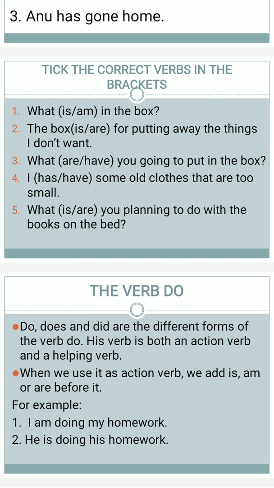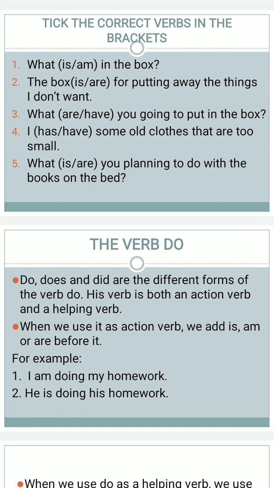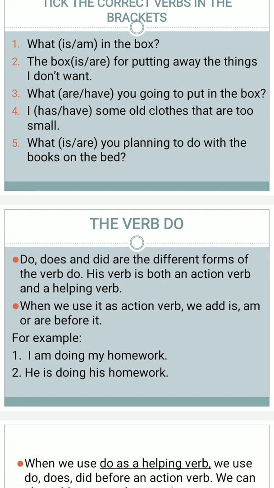Box is representing one entity, so with singular we use the verb is. So the answer would be the box is for putting away the things I don't want. What are or have you going to put in the box? I am asking you in that box. You means I am asking you something. When I have to ask you, with the pronoun you, we always use are. What are you going to put in the box?